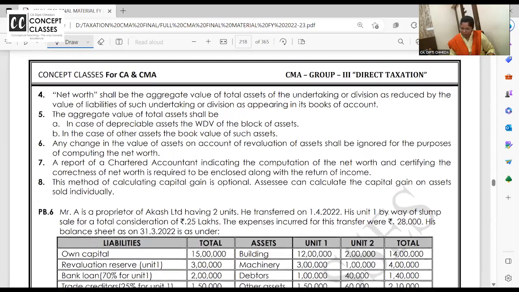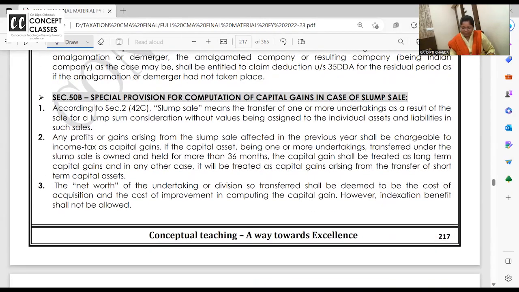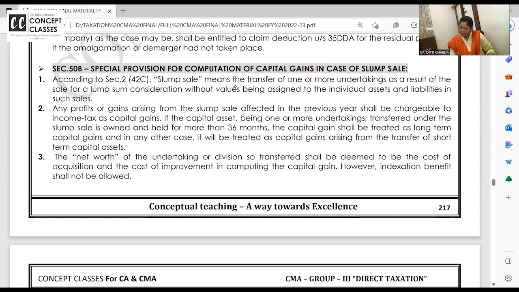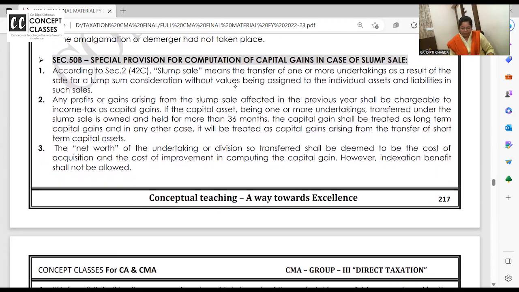Okay. Now let us read from page number 217. It might be one page here and there for all of you because we have added something in the material. Section 50B. Special provisions for the computation of the slump sale. Slump sale means the transfer of one or more undertakings as a result of a lump sum without value being assigned to individual assets. I'm not getting separate consideration for each one.